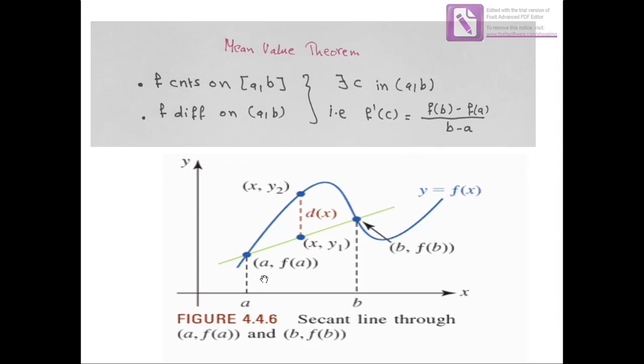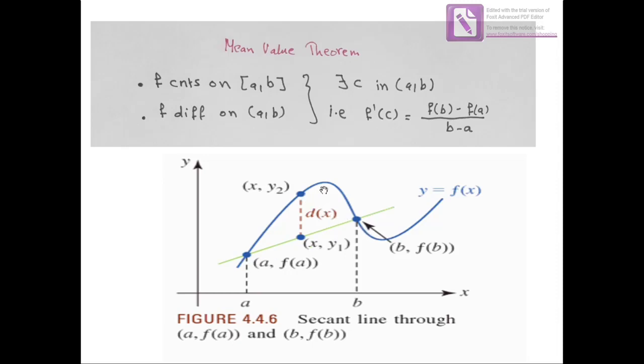We have, for example, this graph of a function f which is continuous on the closed interval a to b. The same case, it is differentiable on the open interval a to b. We conclude that the derivative of the graph at this point will be equal to the slope of this line. This line from a to b is the secant line.